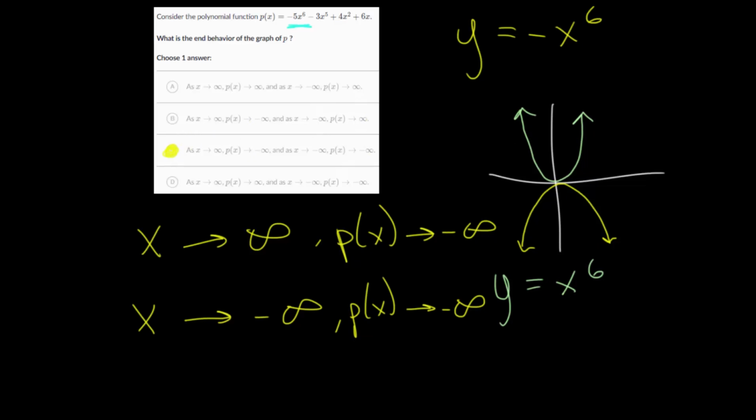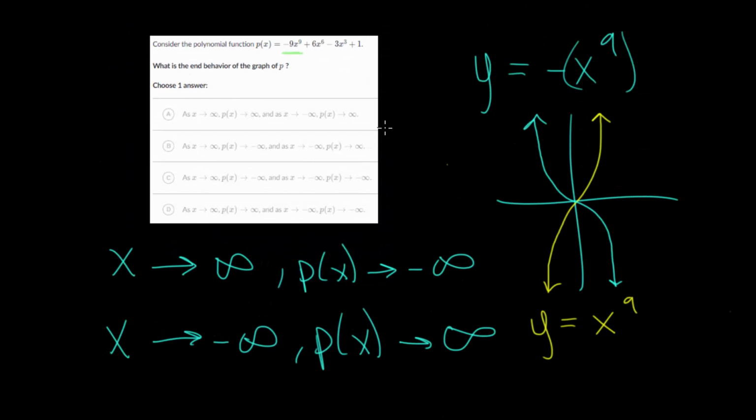And I realize I did not mark the multiple choice for the last one. So in this case, as x gets more and more positive, it goes to negative infinity, so it can't be A or D. And as x gets more and more negative, it goes to positive infinity. So that should be choice letter B.